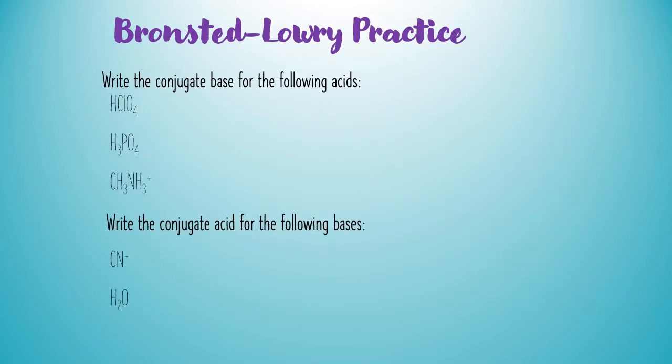Okay, so a little more practice. We're going to write the conjugate base for the following acids. Now let's review again. Acid loses an H. So the conjugate base is just, what is it when it loses an H? So HClO4, when it loses an H, now it's just ClO4, and it lost an H positive. It lost a positive charge, so it's 1 negative.